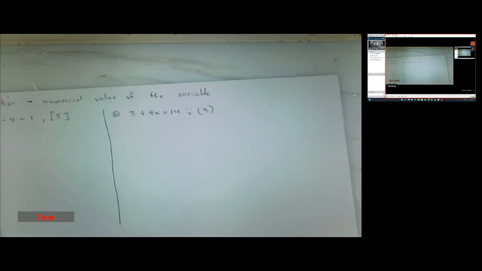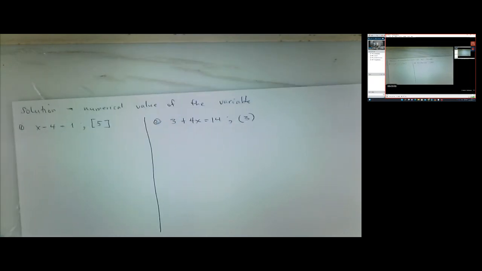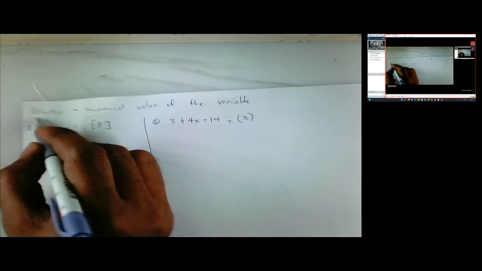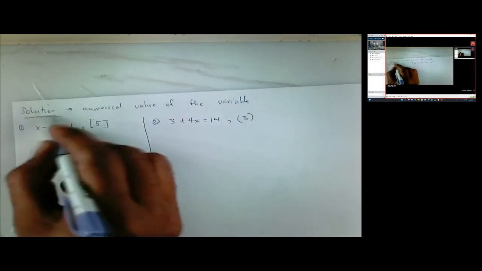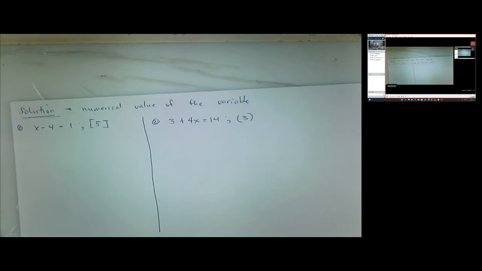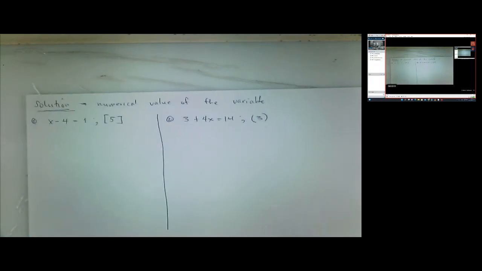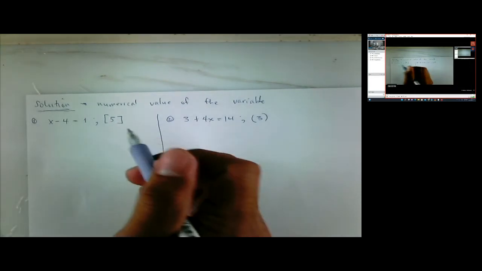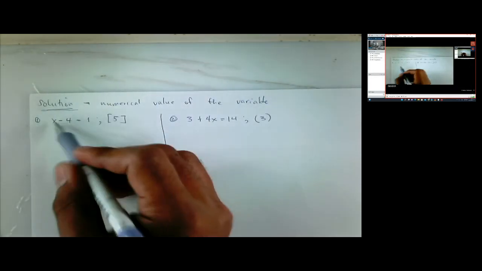Okay, let us have this one. I wrote it down here. So when you talk about solution, solution is the numerical value of the variable. Now, for you to understand it, let me give you an example. We have here an equation, a linear equation.